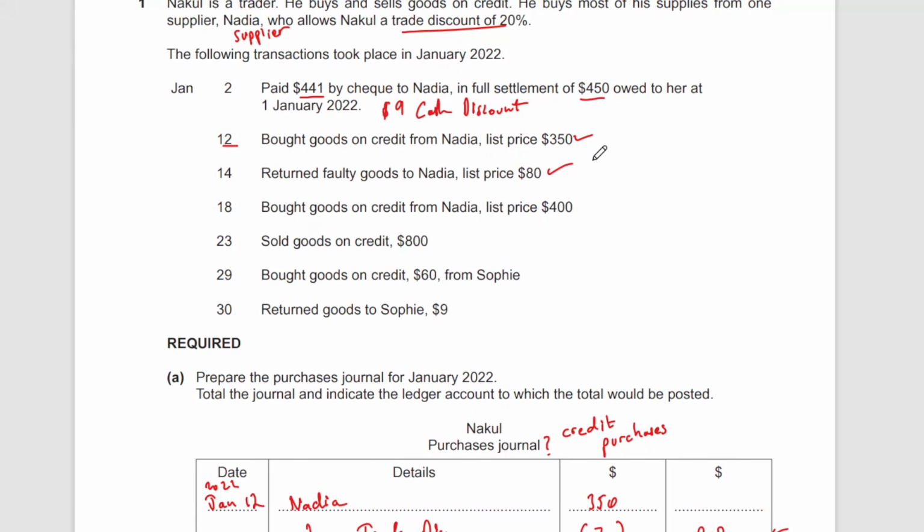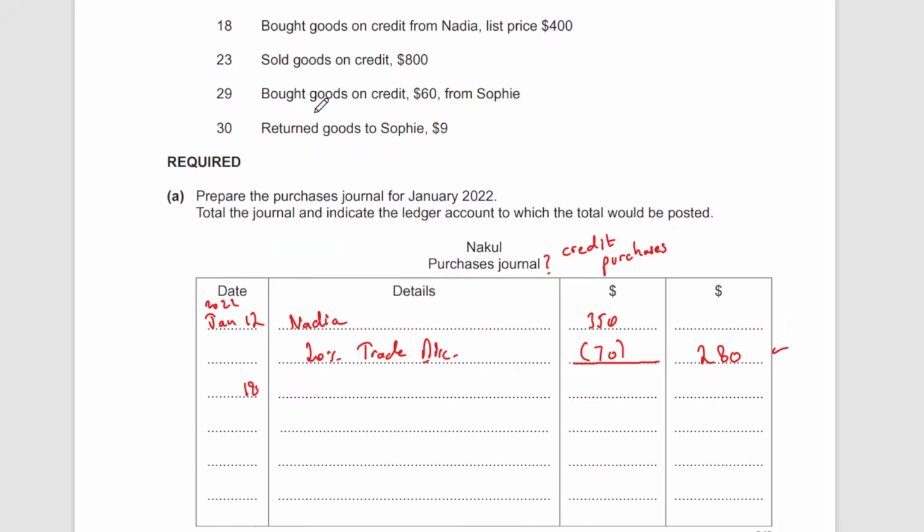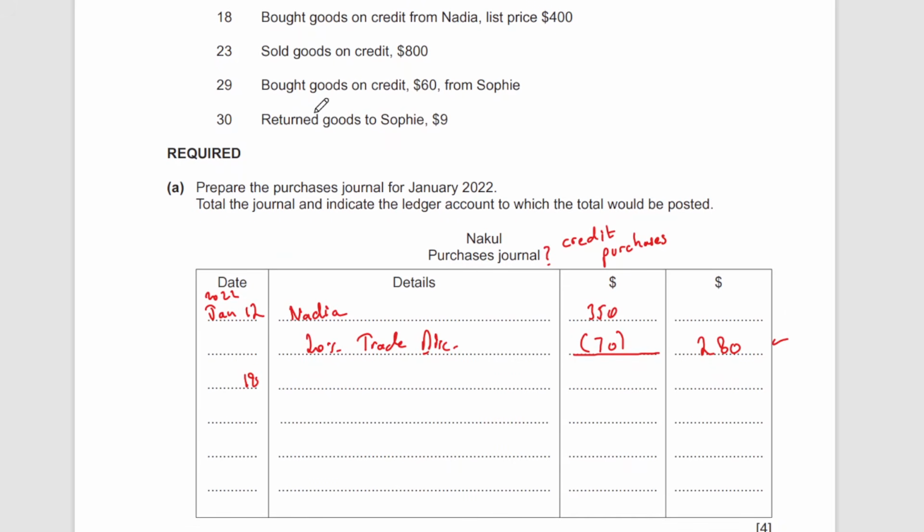Bought goods on credit from Nadia again on 18th. Don't have to write the month and everything again. Bought goods on credit from Nadia, list price 400. Again, we say Nadia, 400, and 20% trade discount will be 80. And 400 minus 80 would be 320. Next.